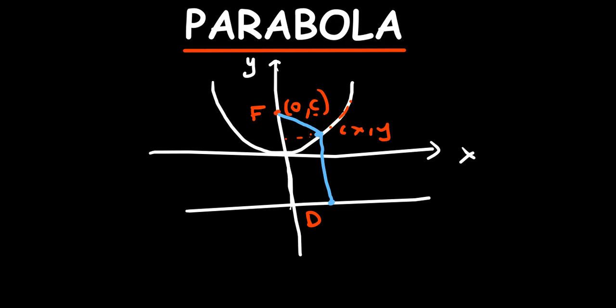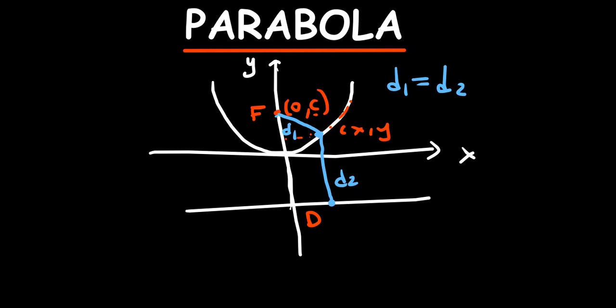Of equal distance. So the distance from this line to that parabola, and the distance from this focus to the parabola are equal. In short, if we say the distance from the focus to the parabola is d1, and the distance to the directrix is d2, then d1 must be equal to d2. So this is a graphical representation of a parabola.